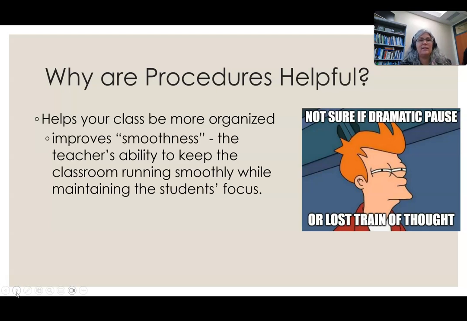Smoothness, a smooth lesson, is the teacher's ability to keep the class running smoothly while maintaining the students' focus. Sometimes it's easiest to see smoothness when we look at the opposite of it. Have you been in a lesson before where you feel like it's very staggered? It has tangents, it has breaks, it has moments where the teacher needs to get her things together because she's not prepared. That does not facilitate learning. So, the more organized you are and the better procedures you have, the more smooth your daily classroom experience will be for your students.